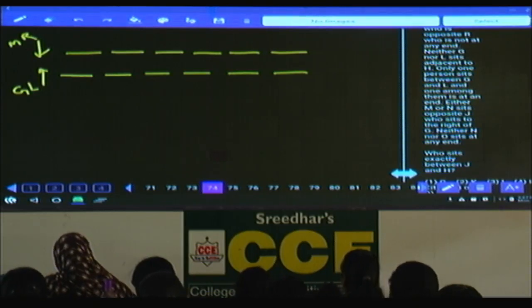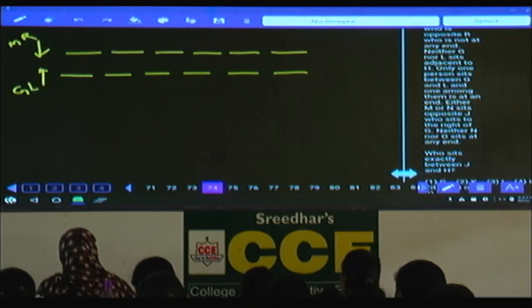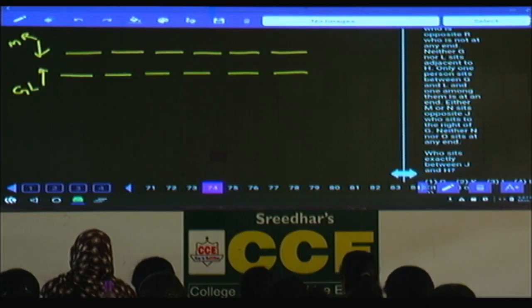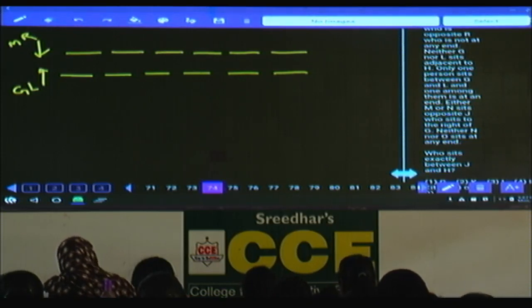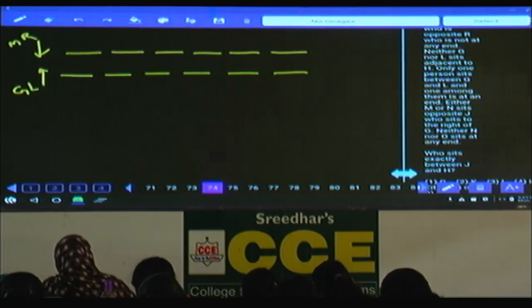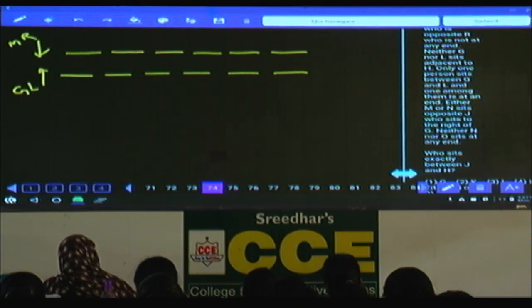M is seated second to the left of R. K sits adjacent to I, who is opposite R. R is not at any end of the row. Neither G nor L sits adjacent to H. Only one person sits between G and L, and one among them is at an end.